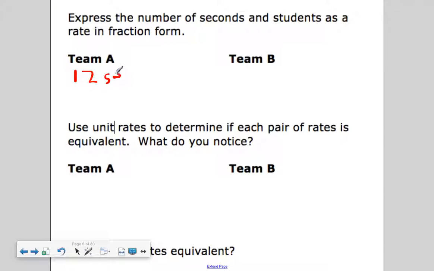So there's 12 seconds for 3 students, while in team B, I believe it was 20 seconds for 5 students.